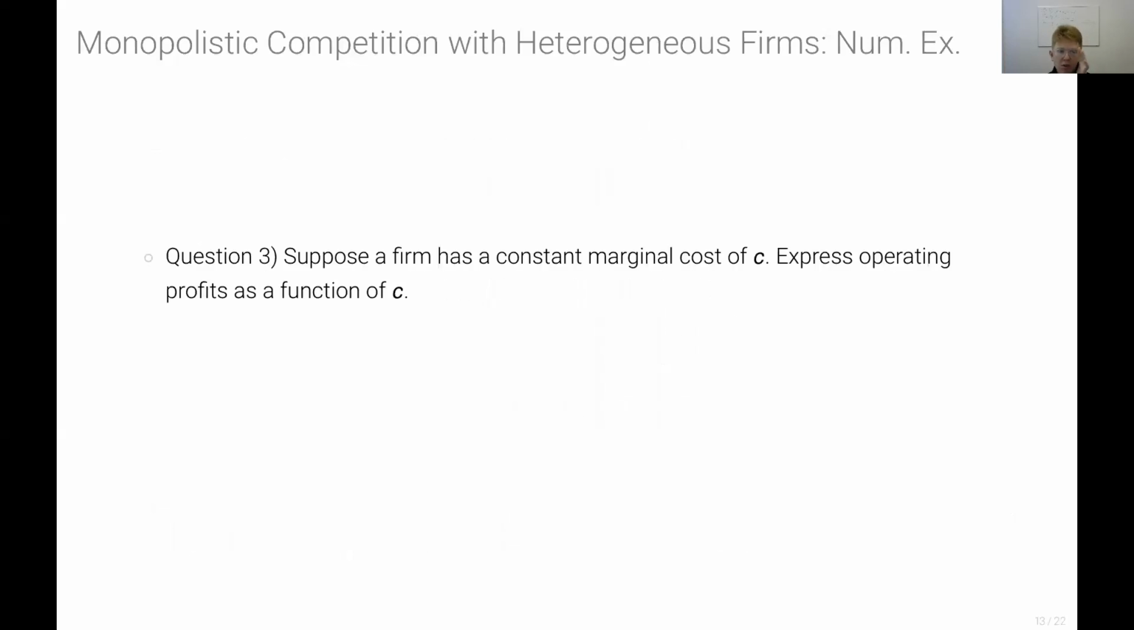So let's move on to question 3. In question 3, we're going to suppose that a firm has a constant marginal cost of C, and we want to express operating profits as a function of C.